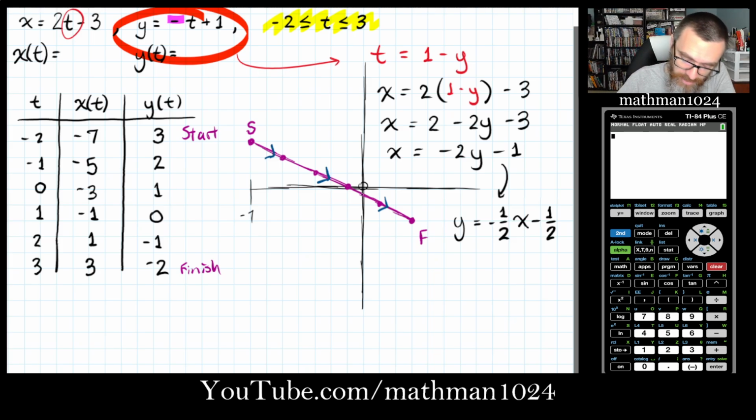A y-intercept of, when x is 0, y is negative 1/2, and we have a slope of negative 1/2. And we saw that going here. So down 1/2 and all that. So this would be the rectangular form. But let's look at the graph.